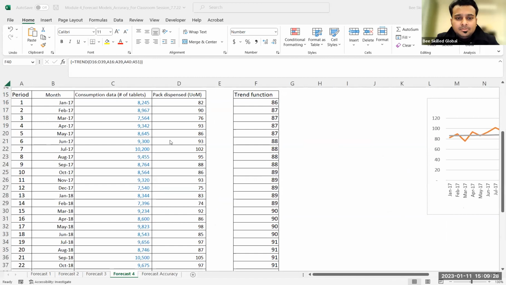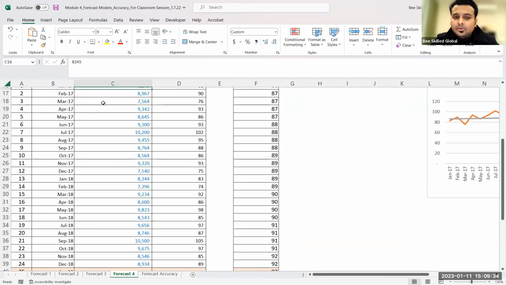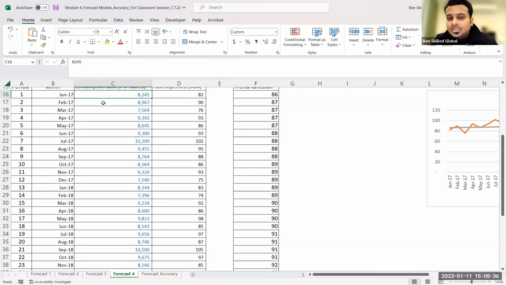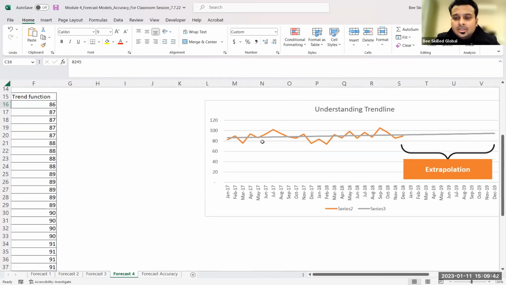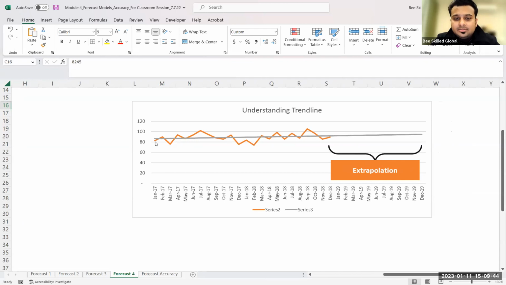So the data is same. We have the consumption of tablets from January to December, 24 months, January 2017 to December 2018. If we plot this consumption on a graph, it looks like this, the orange line. You see it goes up, comes down, goes up, comes down, then again goes up.